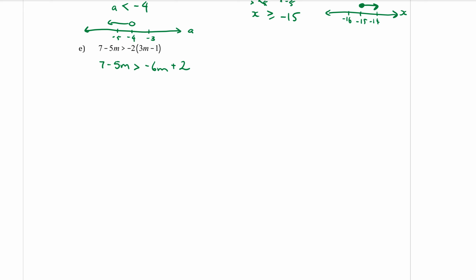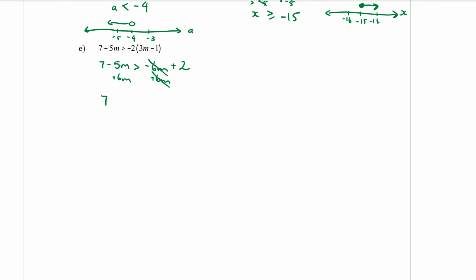Now that the brackets are gone, the next step is to deal with the two pronumerals that I have. I have one on each side. So I want to move the smaller one. Which one's smaller? -6 is smaller than -5. Yeah? Yeah. So the opposite of -6 is to +6m. +6m. Cancel that off.